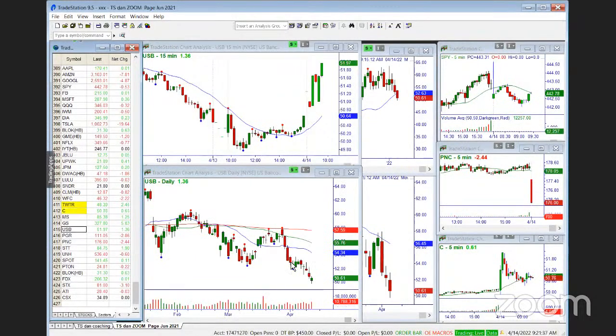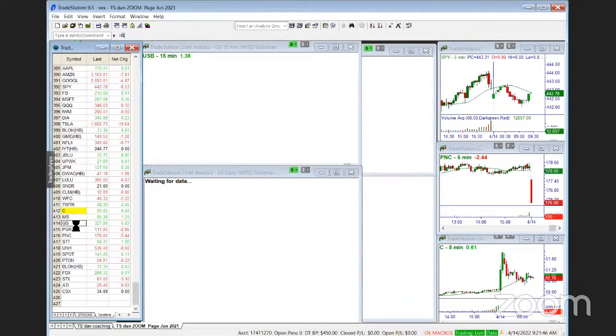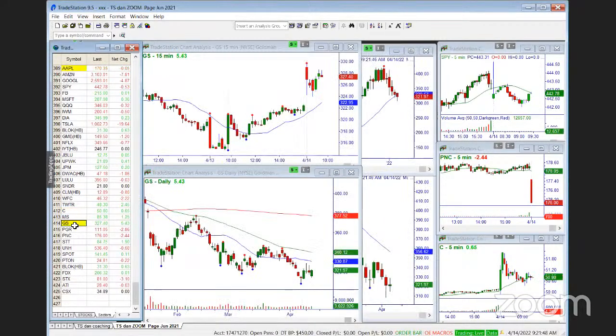USB gapping, 52. Just gapping in a downtrend, maybe 30-minute high if you can do a zero DTE put spread. Goldman I like for a put spread. I'm going to put that in a window.